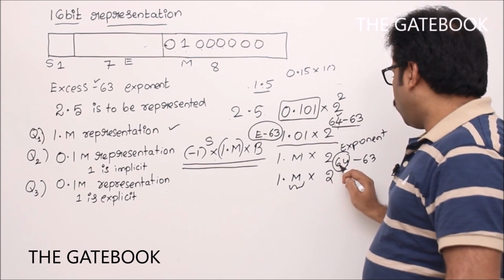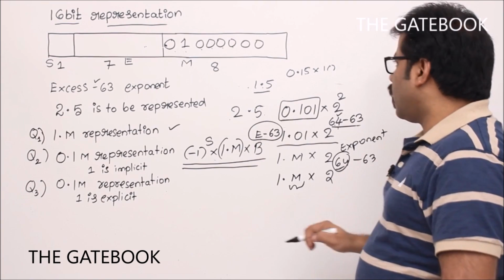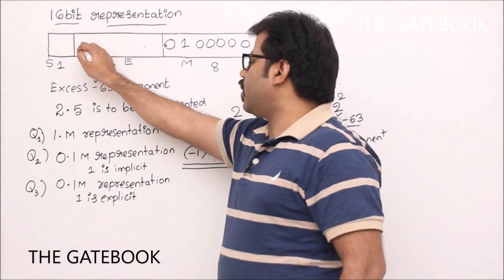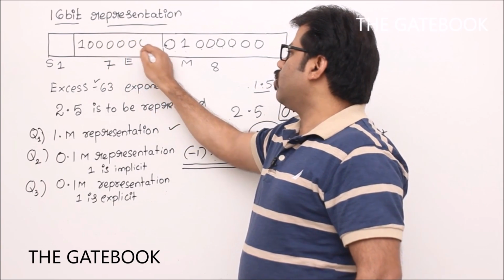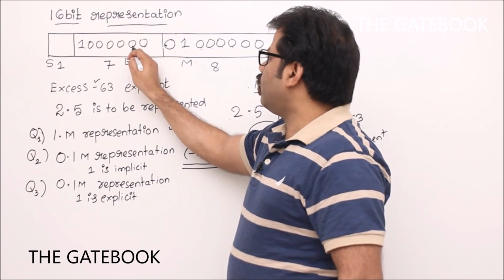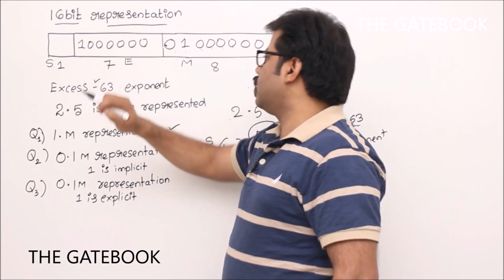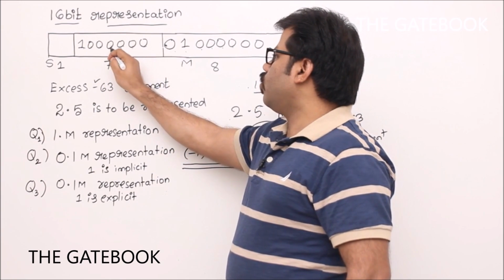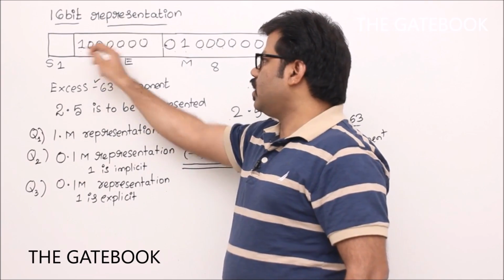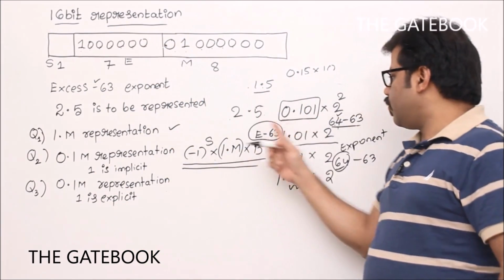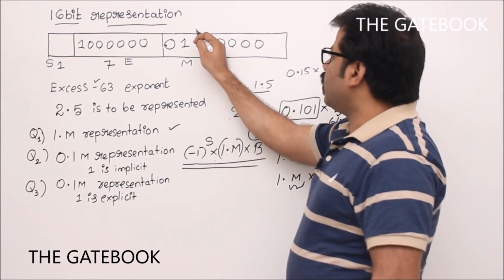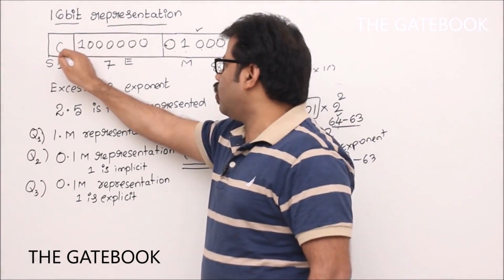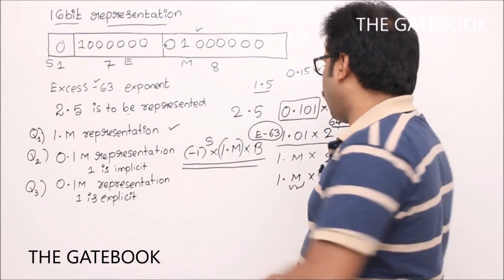Next, the exponent part, 64, right? So 64 can be represented like 1, 0, 0, 0, 0, 0, 0. Let us check. We have 1, 2, 3, 4, 5, 6, 7 bits: 2 power 0, 2 power 1, 2 square, 2 cube, 2 power 4, 2 power 5, 2 power 6. It is 64. When you write 64 here and 63 is removed, you get 1. So finally, this will be the answer. But what about the sign bit? 0, because we have the positive number 2.5.